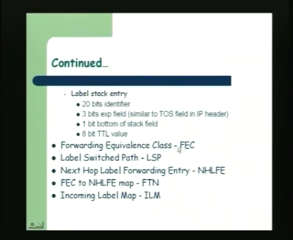Then, as we already discussed, the forwarding equivalence class, FEC, and the label switch path is called LSP. Next is the next hop label forwarding entry, which is NHLFE, which indicates the mapping between the FEC and the next hop. This gives us the next hop, and the FEC to NHLFE map is FTN. This information is available from the network layer routing, and then we have an incoming label map, which will give you the bindings between the label and the next hop.